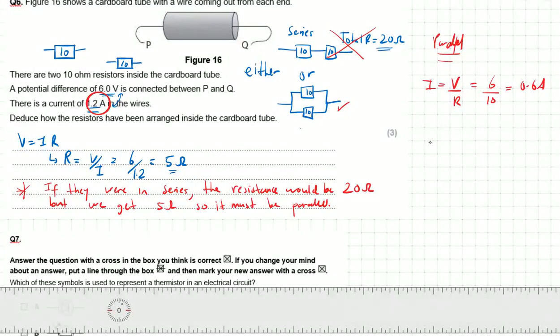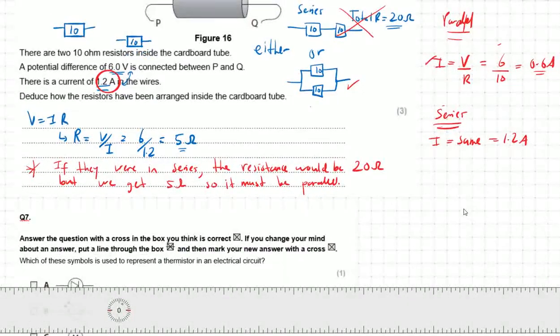Okay, but if this were in series, then the current should be the same in series, so it should be 1.2. However, when we calculated it, we do not get 1.2, we get 0.6, so therefore it is in parallel. As you can see, there are two ways of doing it. Whichever is easier, you stick with this here. Let me just draw a line here, so you can either do this here, or you can do this to get your 3 marks.